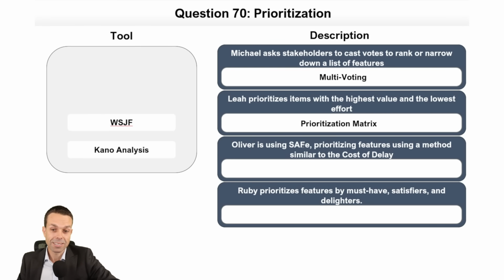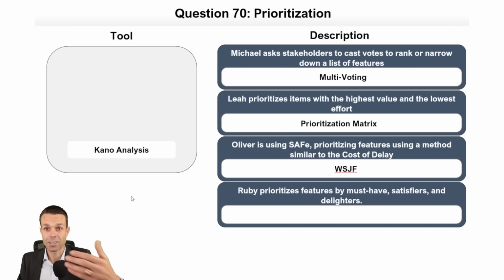Oliver is using SAFe, or the Scaled Agile Framework, prioritizing features using a method similar to the cost of delay. That is the weighted shortest job first, or WSJF. Now, it is very similar to the cost of delay, so just keep that in mind. You shouldn't have a calculation on that, but it's good to know. And with our cost of delay, we want to choose the highest value that comes out of that calculation.